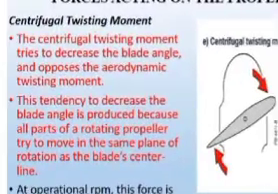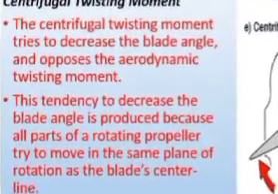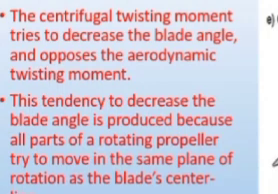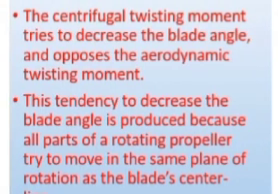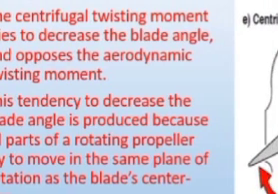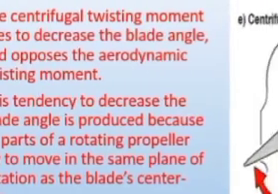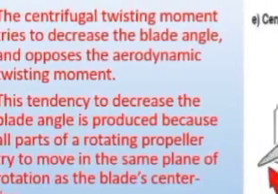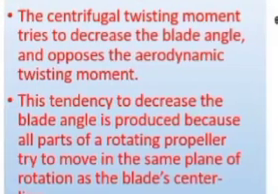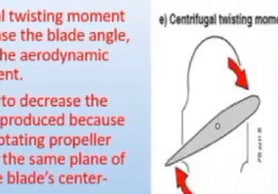The next one we will touch on is the centrifugal twisting moment. The centrifugal twisting moment opposes the aerodynamic twisting moment to a certain degree. It is the moment that tries to decrease the blade angle. The tendency to decrease the blade angle is produced because all parts of a rotating propeller try to move in the same plane of rotation as the blade center line.